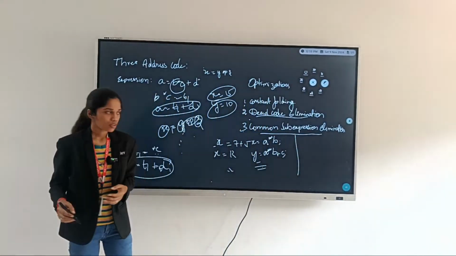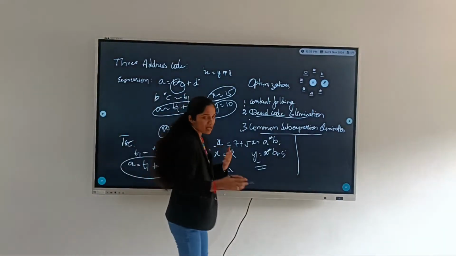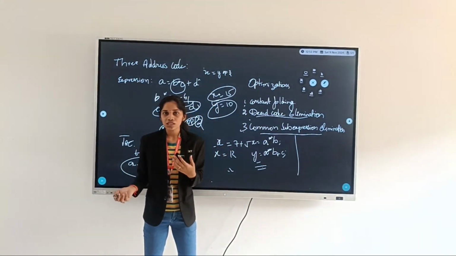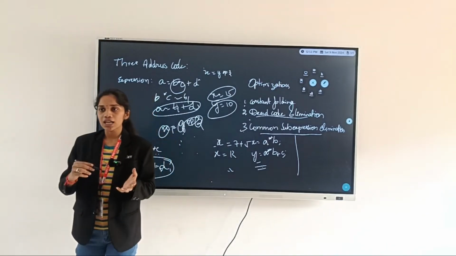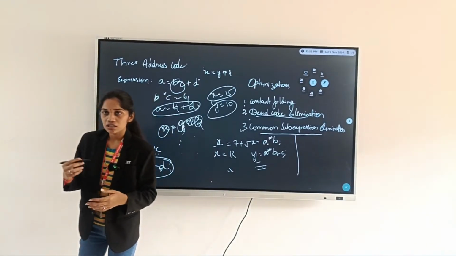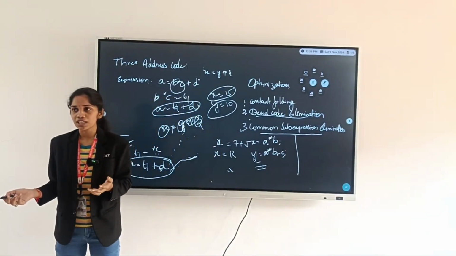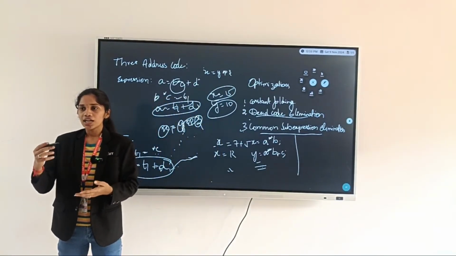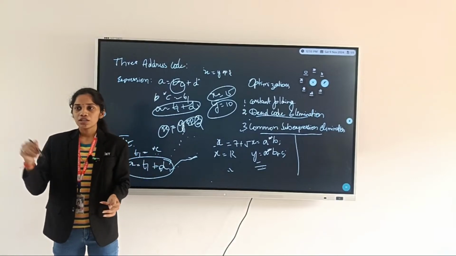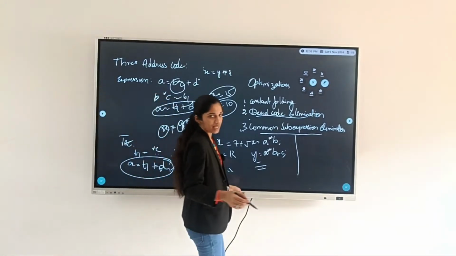And now, common sub-expression elimination. What is it? If sub-expressions are repeated more than once, it will not calculate them multiple times, and it is going to assign the previous result to the new expression, which is repeated again.